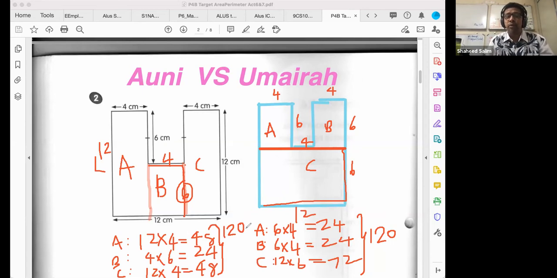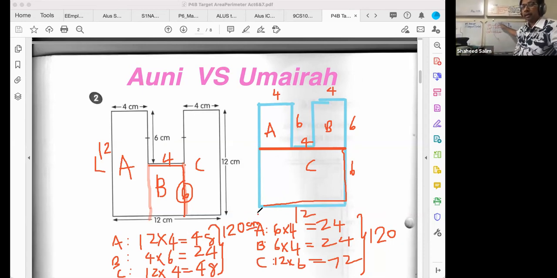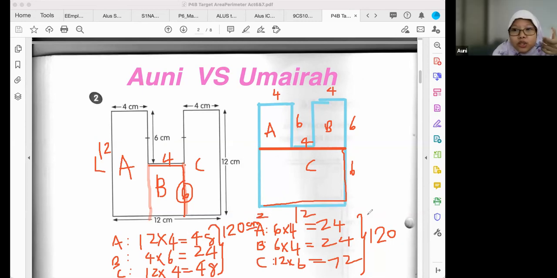Okay, Auni, what is the unit? Is it cm 3 or cm? This is area, come on. Area. cm2, small 2 here. You said it's not 3, not 2.